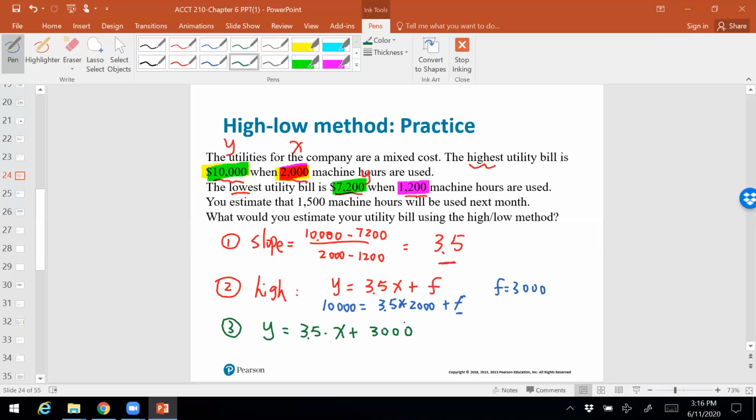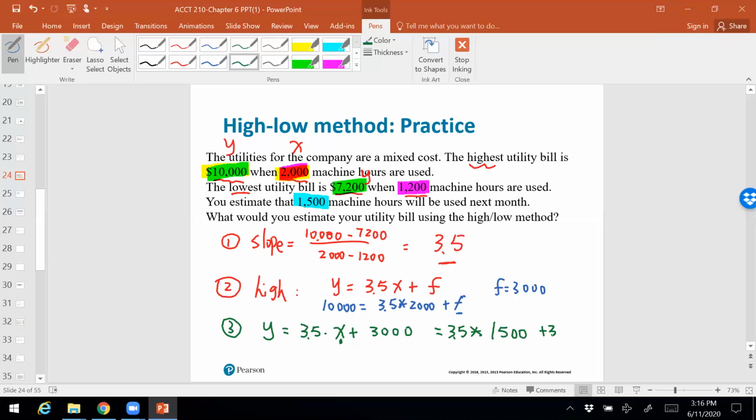And what prediction do I want to make? I want to say when I have 1,500 machine hours, what my total cost will be. So if this is the point, you should already know now your machine hour is 1,500. So now you just need to put the number, right? You use 3.5. You don't time x because you already know the x now is 1,500 machine hours, and then you plus your fixed cost 3,000.